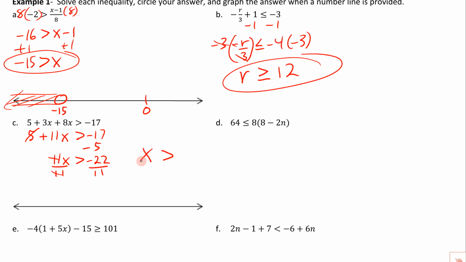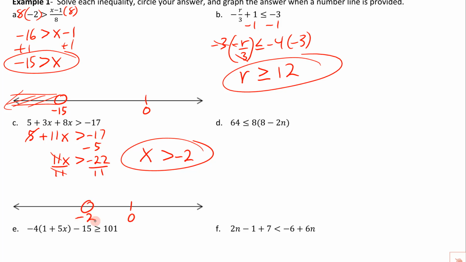So we get an x over here, and on the other side we end up with a negative 22 divided by a positive 11, so we end up with a negative 2. Again, just because that turned out to be negative doesn't mean we change the direction of the inequality. We leave it just like that. That's the right answer.